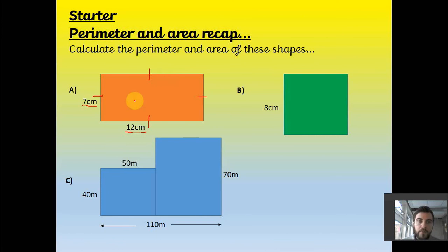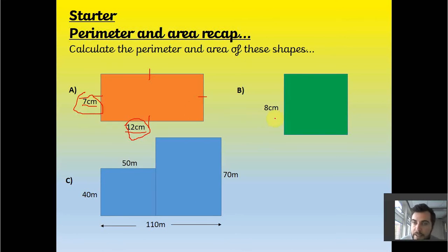Okay. And to work out the area, remember you just simply do length times the width. So you're doing 7 multiplied by 12, and that will give you the area of your rectangle. Okay, so that's how you work out A.